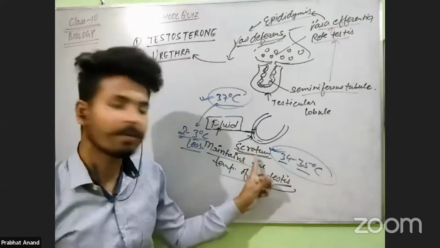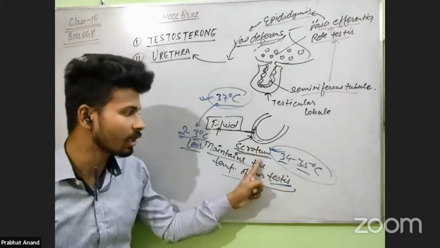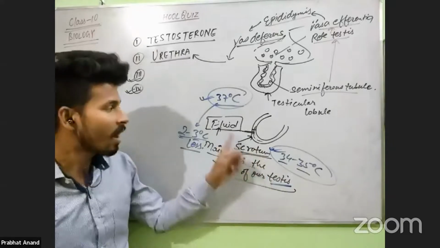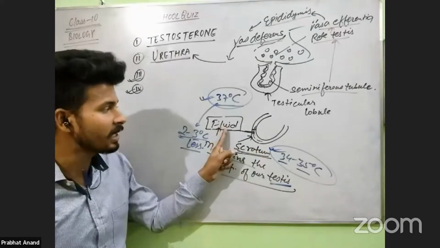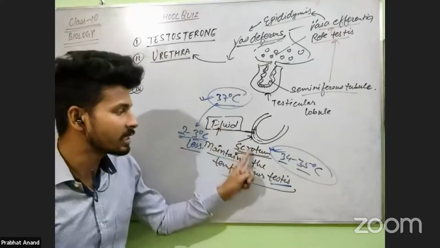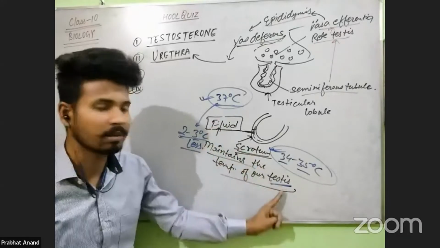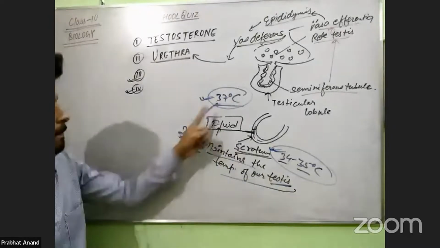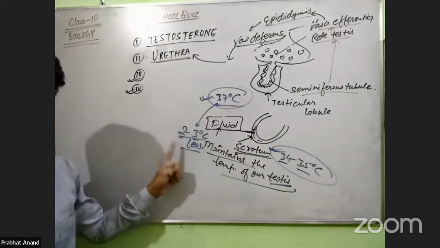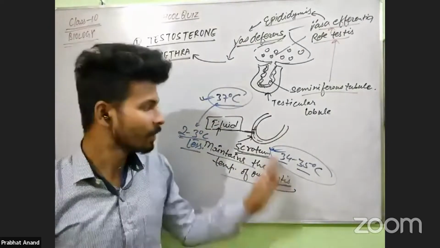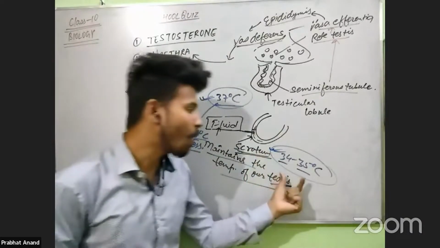So this testis is covered with a layer of covering called the scrotum, and inside the scrotum a kind of fluid is present, and that fluid, or we can say the scrotum, functions to maintain the temperature of our testes 2 to 3 degrees Celsius less than the body temperature, right? And that could be in the options.